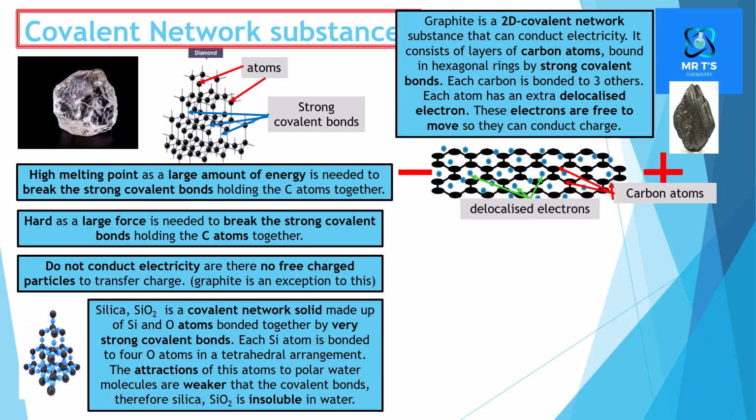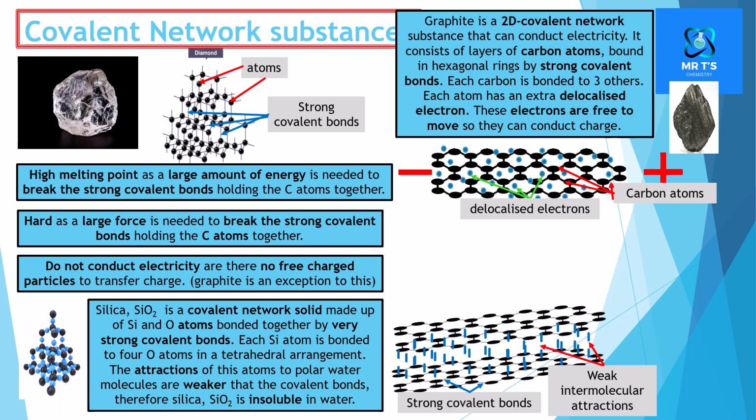Now, graphite, a two-dimensional network, can conduct electricity because it consists of layers of carbon atoms. What's important here, if you have to explain this one, is that they do have strong covalent bonds, but each carbon is bonded to 3 other atoms, and it leaves 1 extra delocalized electron, and this is a free charged particle, so it can conduct electricity.